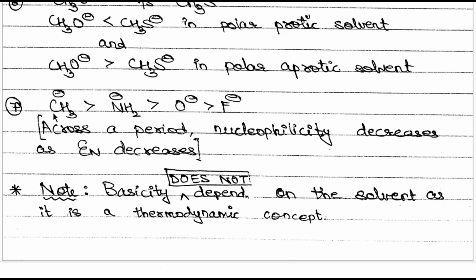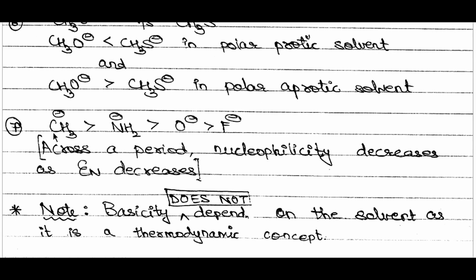As the electronegativity increases, the negative charge would be more concentrated on it, and the tendency to donate the lone pair would be lesser. So in case of carbon bearing a negative charge, it has a lower electronegativity. So the negative charge will be less concentrated here and the tendency to donate would be higher. So as the electronegativity increases from left to right, the nucleophilicity decreases. Across a period, the nucleophilicity decreases as the electronegativity goes on increasing.